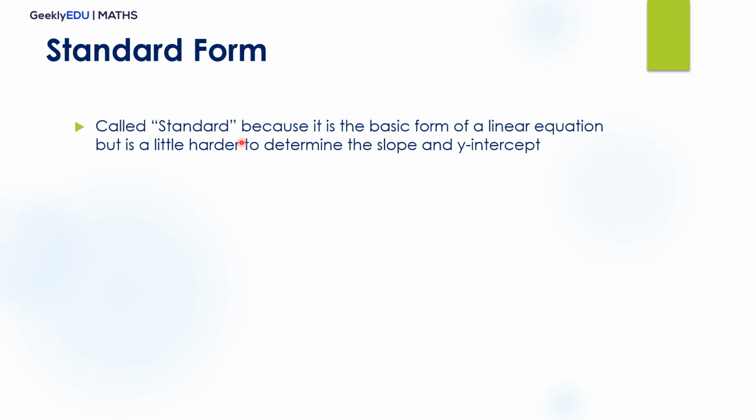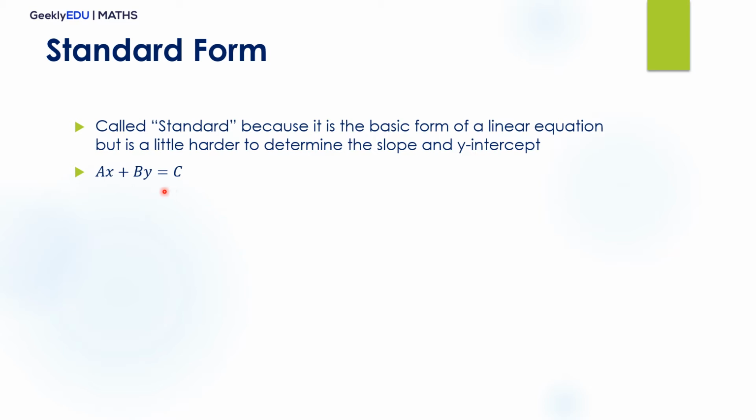The second scenario we're going to be looking at is called standard form. It's called standard because it is the basic form of a linear equation, but is a little harder to determine the slope and y-intercept. And the formula for it looks like this. ax plus by equals c.